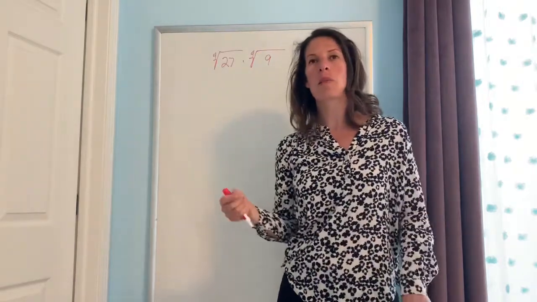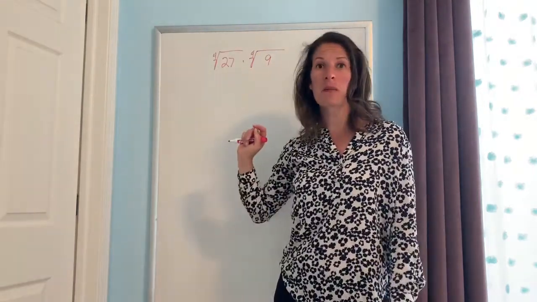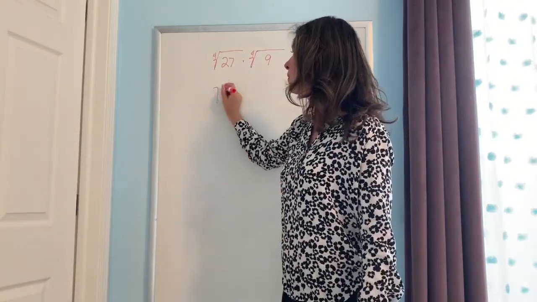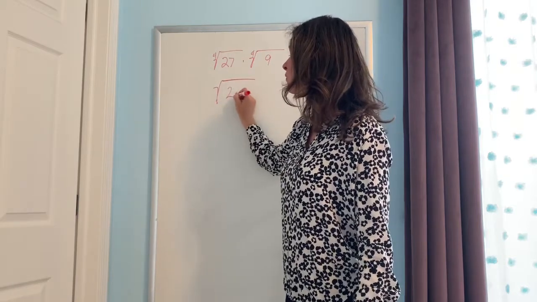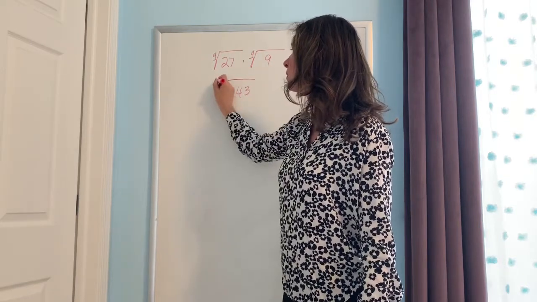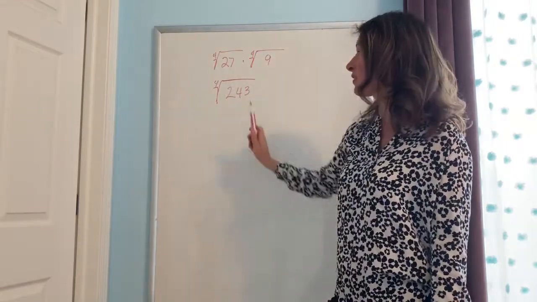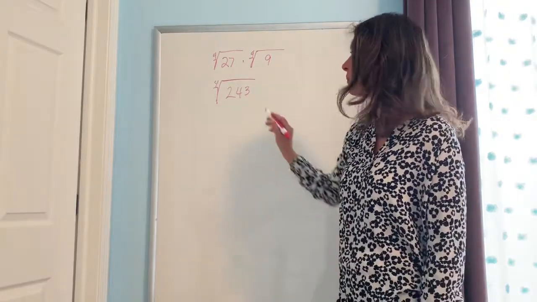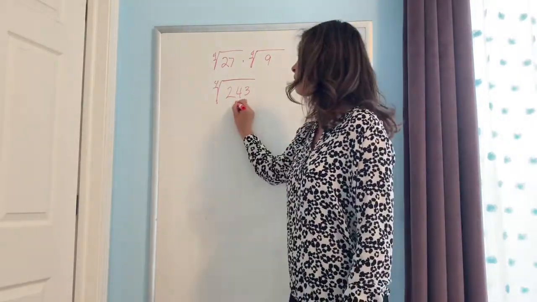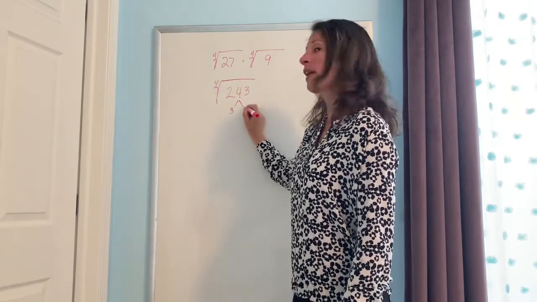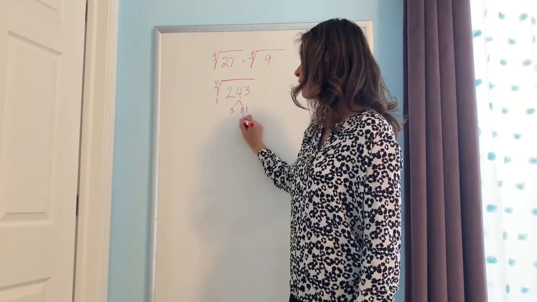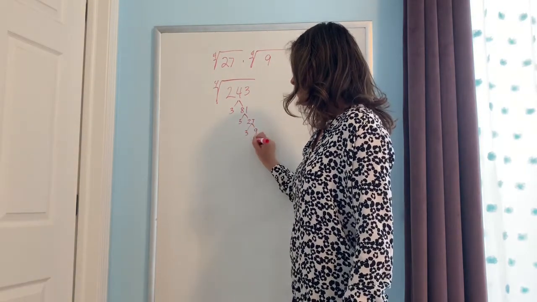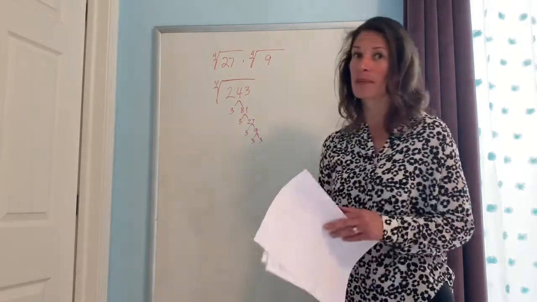Okay, let's look at number 3. It's 27 times 9. So 27 times 9 is 243. So all I've done is I've multiplied 27 times 9 and it stays right inside my radical. Now I have to break down 243. I know that this can be divided by 3, and when I divide it by 3, I get 81. 81 can be divided by 3 and I get 27. 27 can be divided by 3 and I get 9. And 9 can be divided by 3 and I get 3.